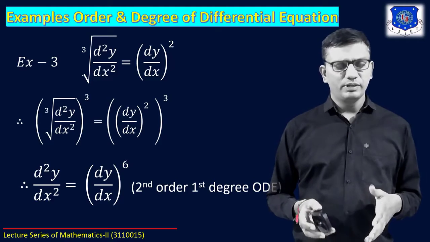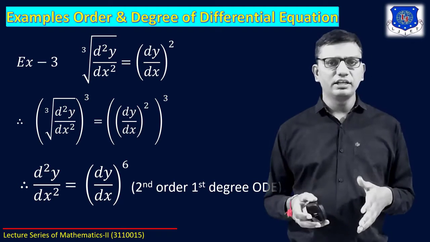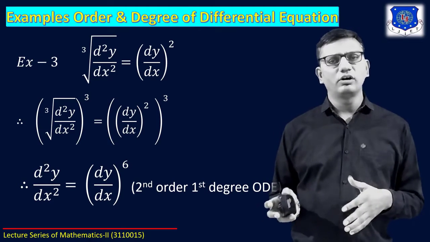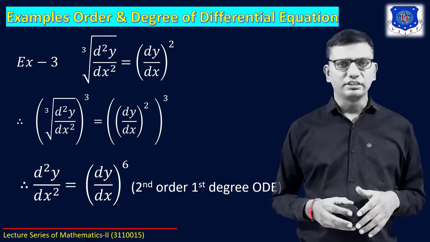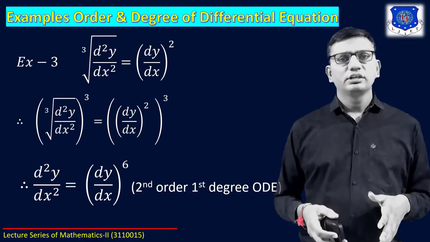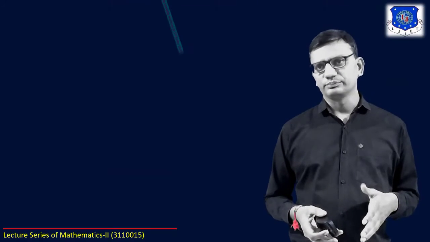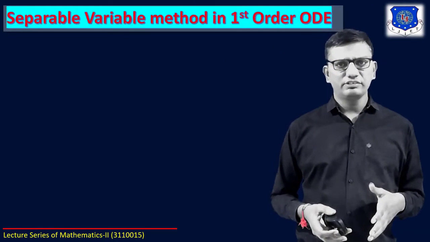In this case, remember that first of all remove the fractional and radical powers and then identify the order and degree of the differential equation. Let us see the separable variable method for the first order first degree ordinary differential equation. Here we have a separable variable.